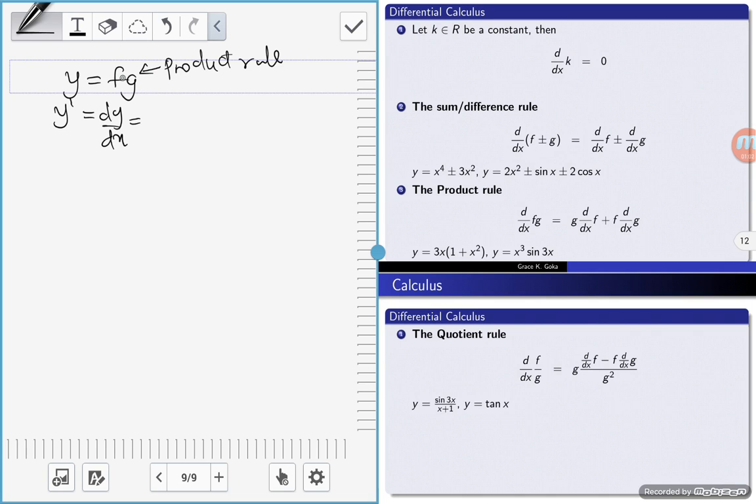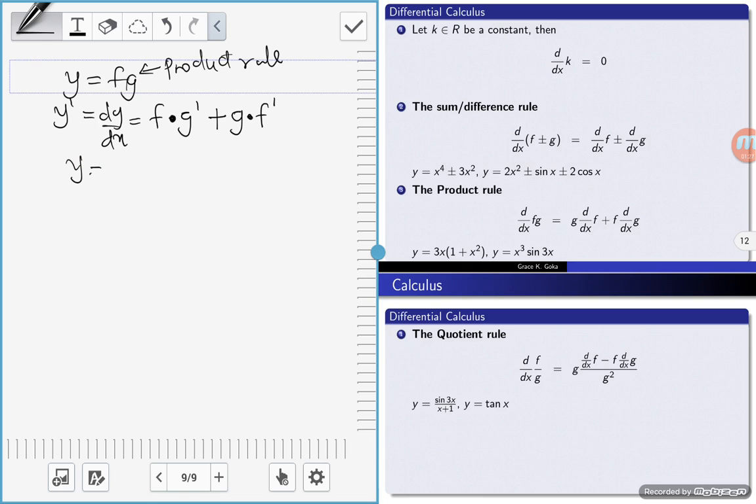Okay, so if you're keeping the first function constant, it means you're not doing anything to it. So we have f times differentiate the other function. If you differentiate g, we get g prime, plus now you do the reverse. So you keep g constant times you differentiate f. Differentiating f, we get f prime.